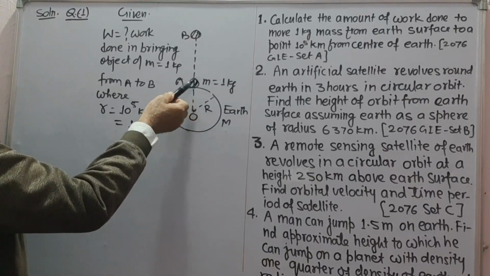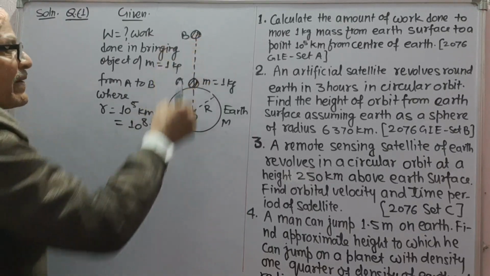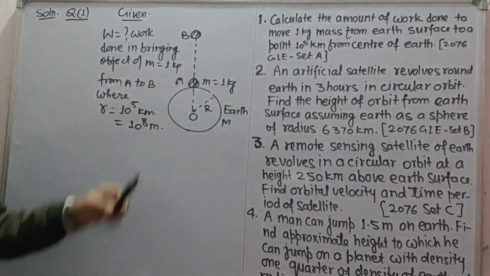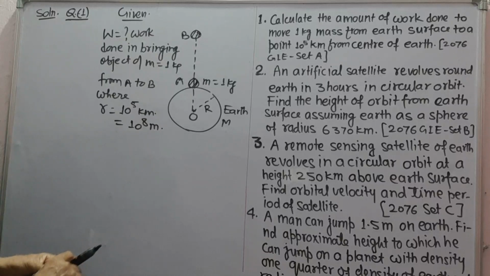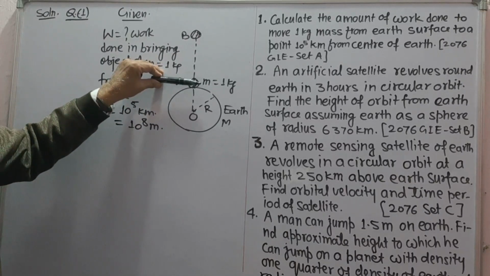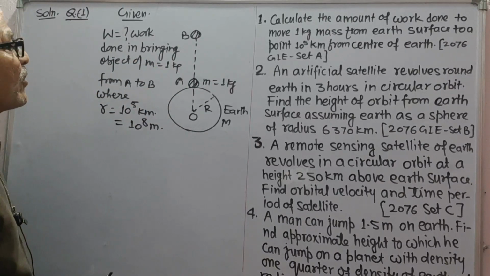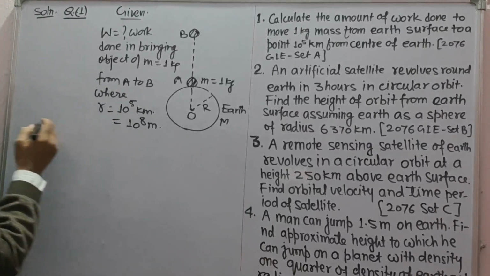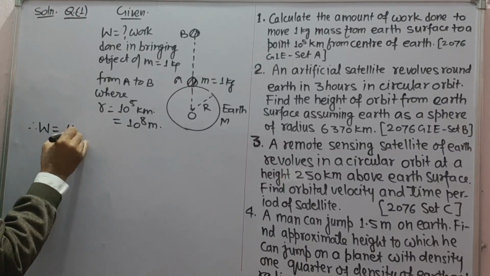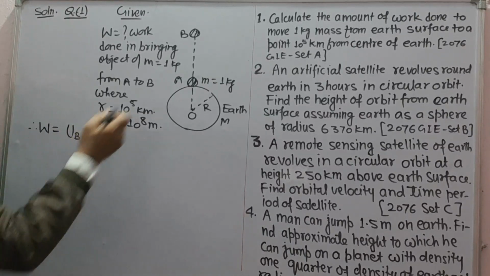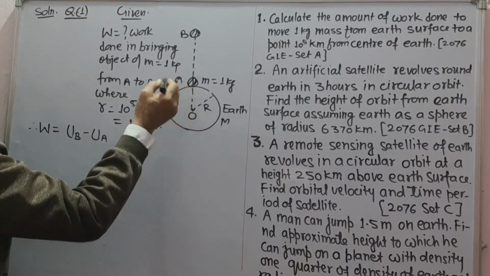Total work done in bringing this body from point A on earth's surface to point B above earth's surface will be equal to the difference of gravitational potential energy at point B and at point A, because at point A the body already has gravitational potential energy UA is equal to minus G M m upon R. Therefore, work done will be equal to UB minus UA. UB is the gravitational potential energy at point B and UA is gravitational potential energy at point A.